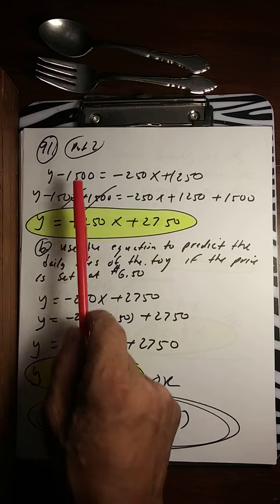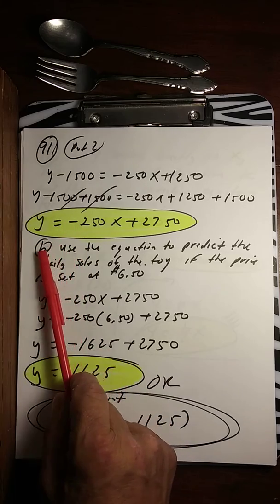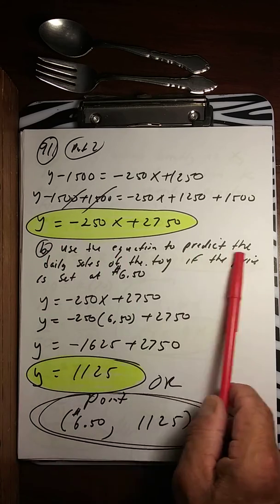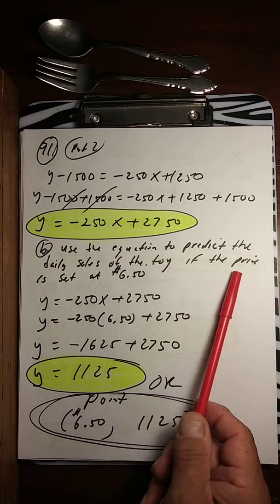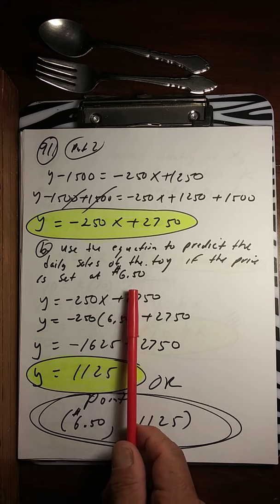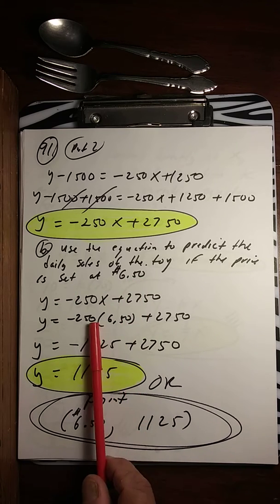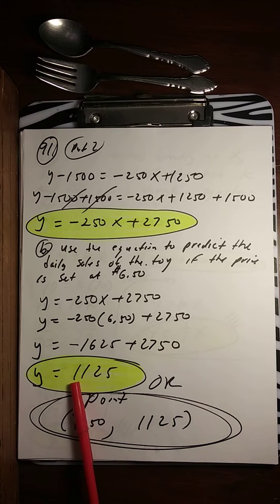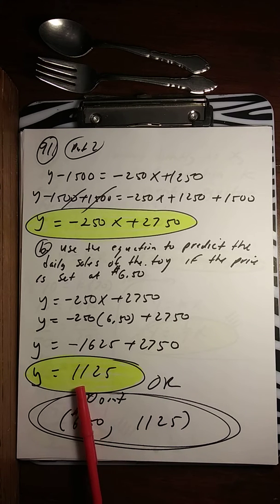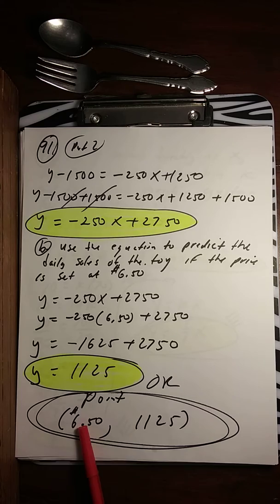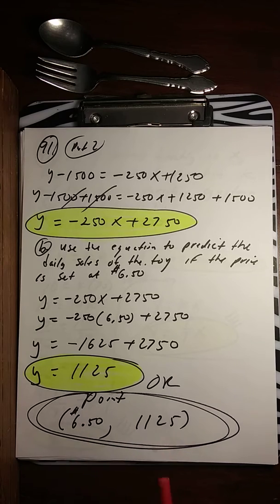Now the second part, that was part 1, part 2 now. Now it says use the equation to predict the daily sales of the toy if the price is $6.50. Alright, so if you put $6.50 back in here, $6.50 times this is this number. So we're going to get $1,125. So at $6.50 you're going to say $1,125 every day. Or the point is 6.50, you get $1,125.